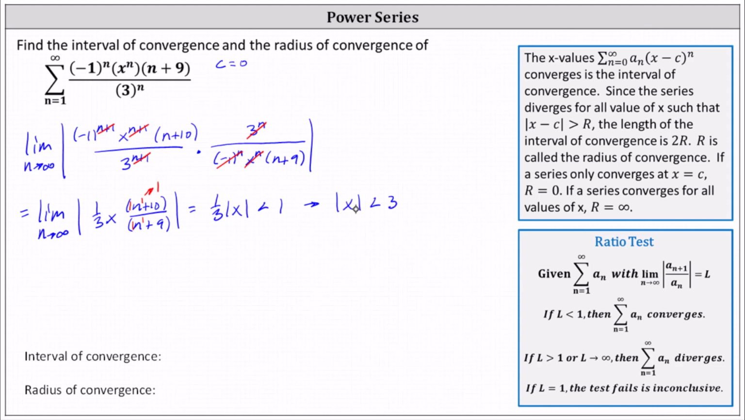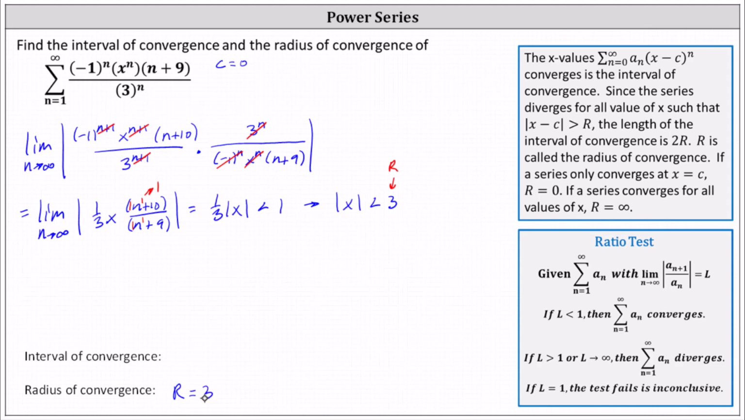Again, because we have x inside the absolute value, we know the power series is centered at x equals 0, and because the absolute value of x must be less than 3, remember we can think of the absolute value of x as a distance from 0. The distance from 0 must be less than 3, which indicates the radius of convergence equals 3. Let's record this below.